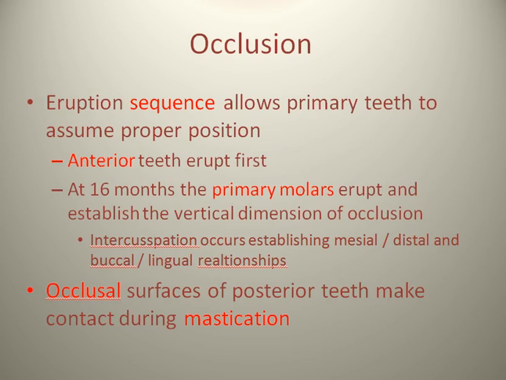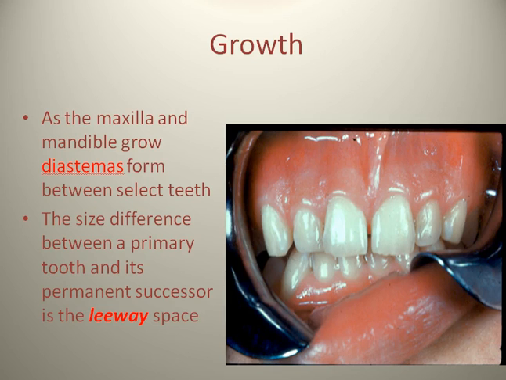Occlusion. The eruption sequence allows primary teeth to assume their proper position. The anterior teeth erupt first. At 16 months, the primary molars erupt and establish the vertical dimension of occlusion. The occlusal surfaces of posterior teeth make contact during mastication.